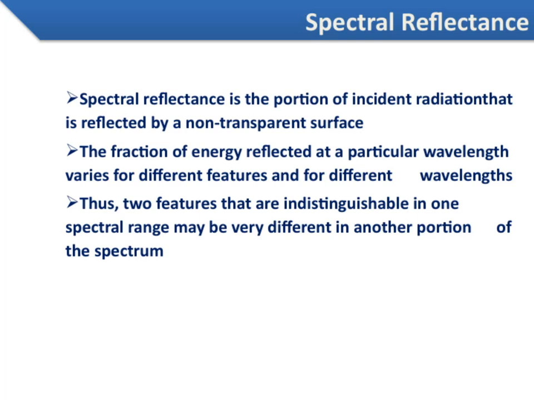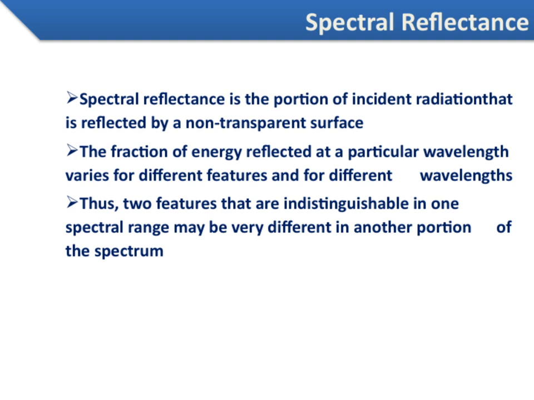Let's talk about spectral reflectance. This is essentially the portion of incident radiation that a non-transparent surface reflects back. It's important because it varies depending on the surface feature and the specific wavelength of the light. So, the amount of energy reflected at one wavelength can be quite different from that at another. This means that two features which look quite similar in one part of the spectrum might actually be very different when you look at a different wavelength.